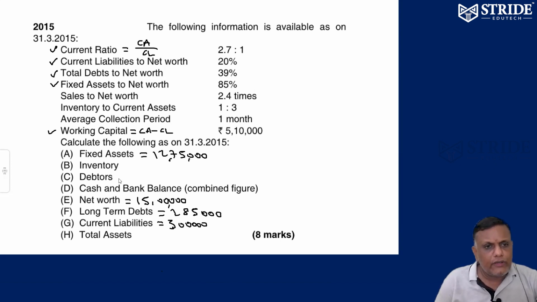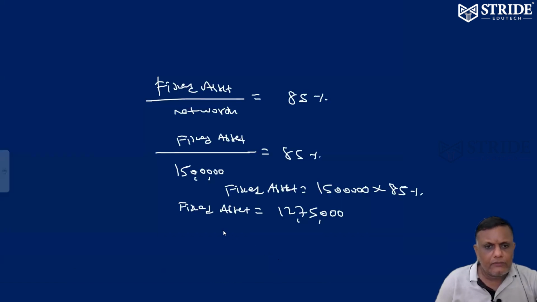Next one, inventory. Inventory to current asset we can apply. See, everything you have to make it tick. All the ratios are to be applied finally. Inventory to current asset is 1 by 3.